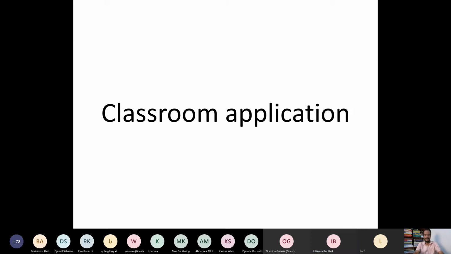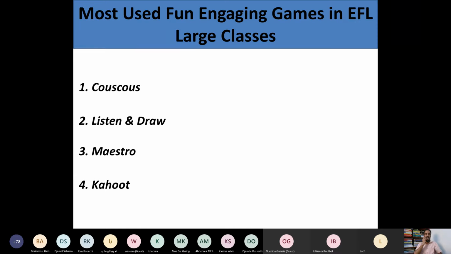So, classroom application. Let's practice some of the games that I have chosen. So here, most use fun engaging games in EFL large classes, because some talk about large classes. And here we have number one, the couscous game. Number two, listen and draw. Number three, we have the maestro game.